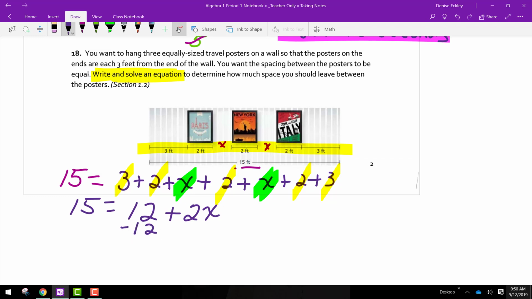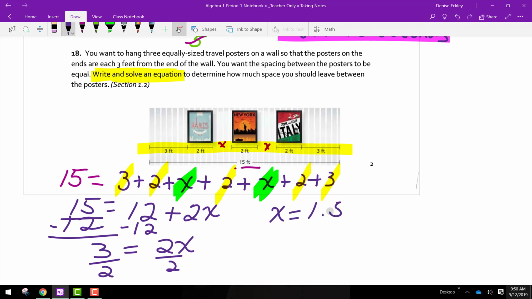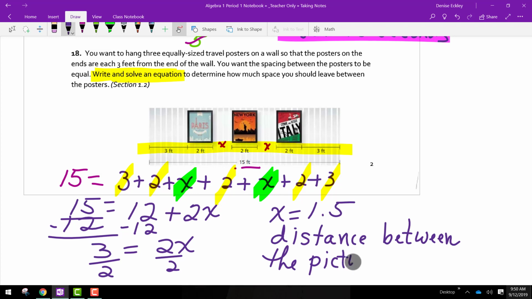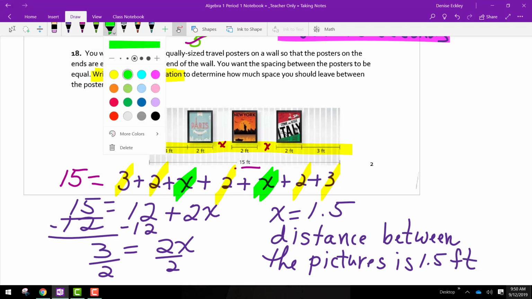And now I've written my equation, so now I can solve it. Subtract 12. And I get 3 equals 2x, divide by 2. 3 halves is 1.5. So the distance between the pictures is 1.5 feet. So that is my answer to this problem.